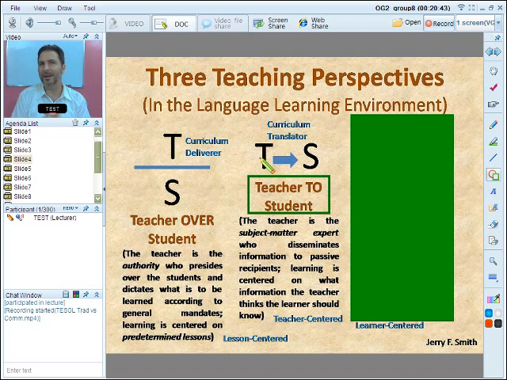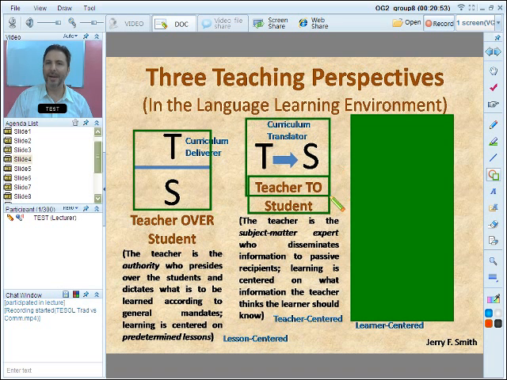This is the teacher that I like to say has the passion to share what they know, whereas this one, teacher over student, is more of a job. This one is someone who has the passion to teach and to share what they know. They know a lot about a subject and they want to share that with learners. Okay? Now, the learners, however, are still passive recipients.